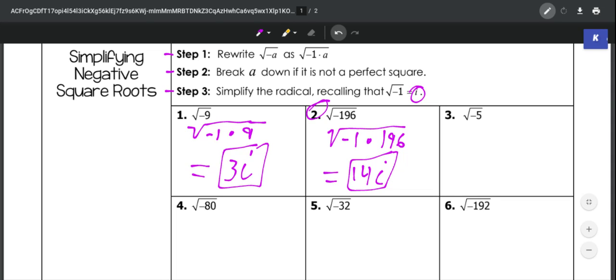So let's look at number 3. This is a case where you can always take out an i at the very least. The square root of negative 5, we can rewrite as the square root of negative 1 times a positive 5. We cannot take the square root of 5, we can't break that down any further, but we can take the square root of negative 1, which is just i. So our answer is i times the square root of 5.